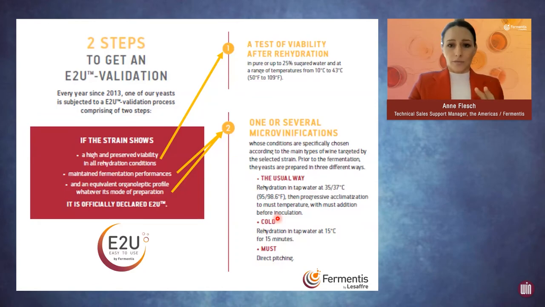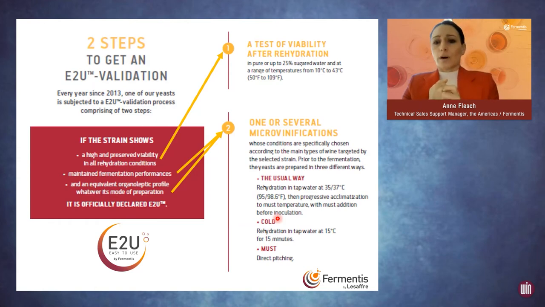We do this in two different steps. The first one is a test of viability after rehydration in different conditions. This is done in the laboratory, in pure water or in water with different concentrations of sugars, and then we look at the resulting viability. The second and third points are done through one or several micro-vinifications, where we are doing different scenarios of inoculation. One where we do what we call the usual way, with a rehydration and acclimatization. Second, we do a rehydration in cold water at 15 Celsius. And the last one, what we call must, is pretty much direct pitching.